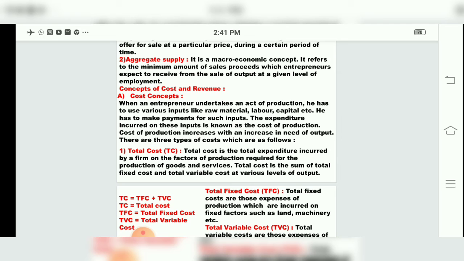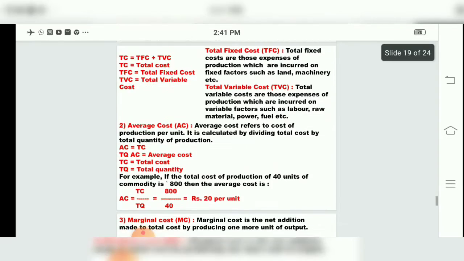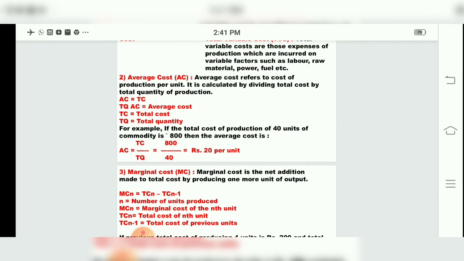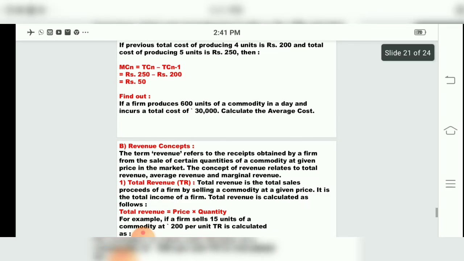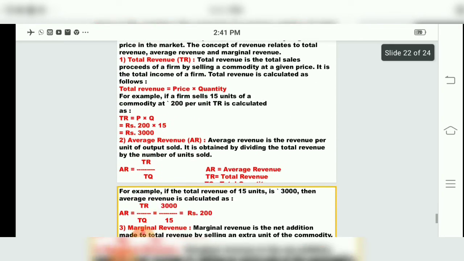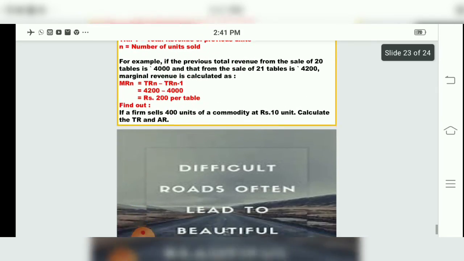In this concept of cost and revenue, children, we studied about total cost, average cost, marginal cost. In revenue we studied what revenue is, total receipt, average revenue, total revenue and marginal revenue. Then we also studied with examples how they are calculated. So distinguish between can be asked: distinguish between total revenue and average revenue, or between total cost and average cost, between marginal cost and marginal revenue, between average cost and average revenue. That distinguish between I will give you during offline class as notes, children.